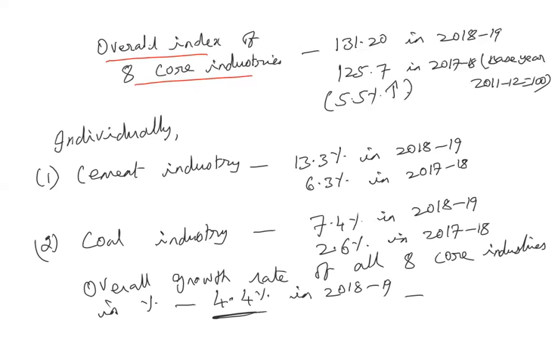This overall percentage seems to be constant for the last 3 years. So it was 2018-19, 2017-18, and 2016-17 also. The overall growth rate of all the 8 core industries put together remained constant at 4.4%. So this is the statistical data of the index of industrial production in our country. Anyway, you will get this only for 2 marks.